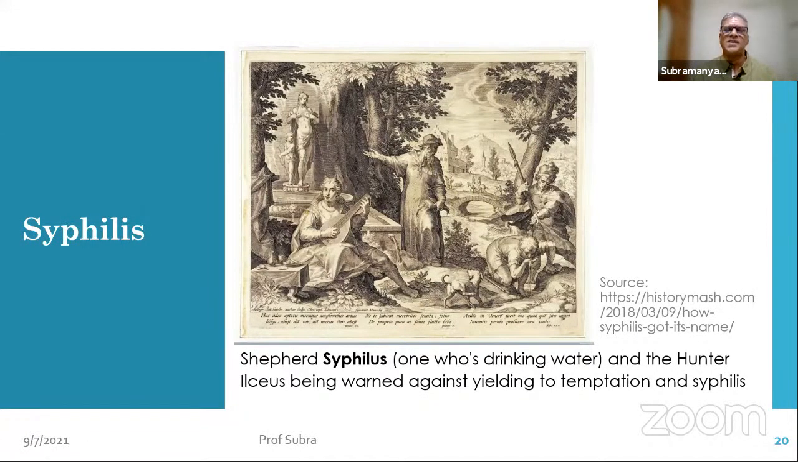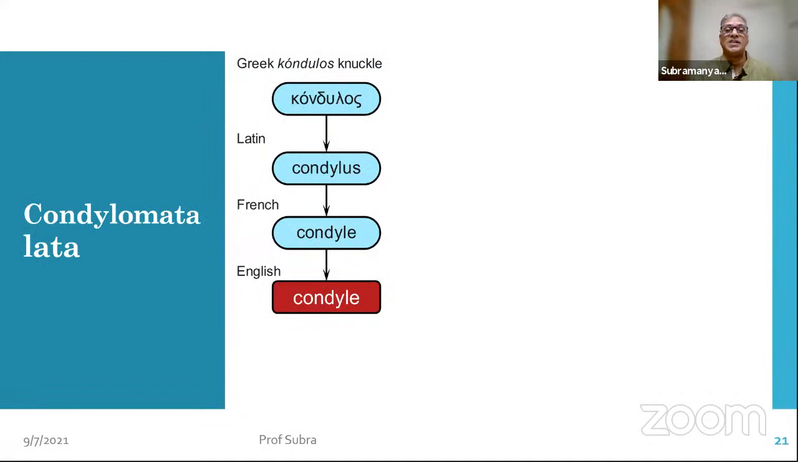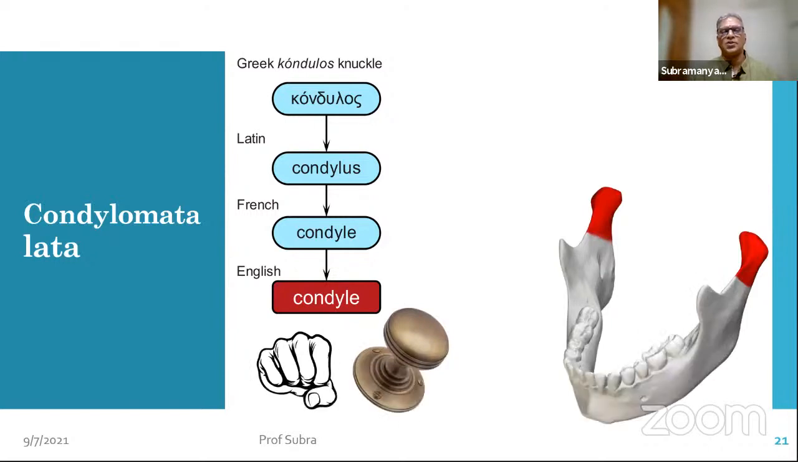And syphilis reminds me of one of the lesions which we see in secondary syphilis, condylomata lata. If you look at this word, condylomata lata, it is derived from two words, condyle and lata. The word condyle is derived from the Greek word kondylos, which means knuckle. So that is how, for example, the condyle of the mandible resembles a knuckle or a knob, a door knob, like how you see here, and that's the reason for the term condyle.